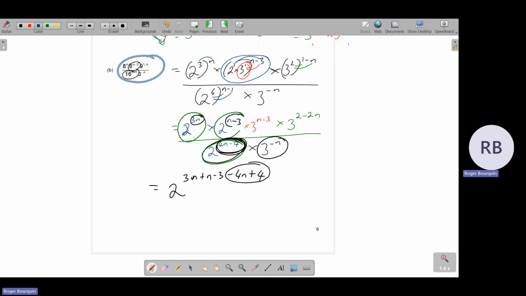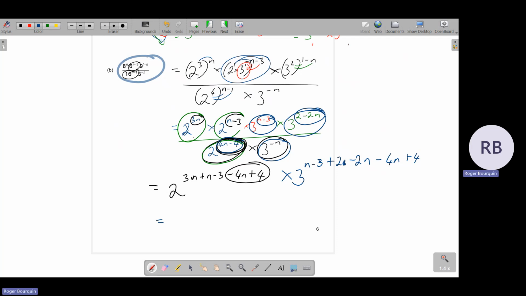Then I look at the things with base 3, so those are all base 3. So it's going to be times 3 to that. That stays at the top, so it stays n minus 3. That stays at the top, so the signs stay the same, so it's going to be plus 2 minus 2n. This moves up, so it's going to become minus 4n plus 4. When things move up, the sign of the exponents change.